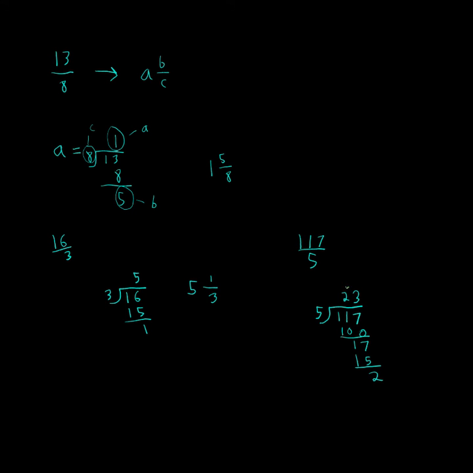We stop here. We take this value. This is going to be our a. So 23. This is our b. Oops. This would be our c. My apologies. This is our c. And this would be our b. So using that, we are able to convert 117 fifths into a mixed number representation of 23 and 2/5. Okay, so using this simple process, we can convert from an improper fraction to a mixed number.